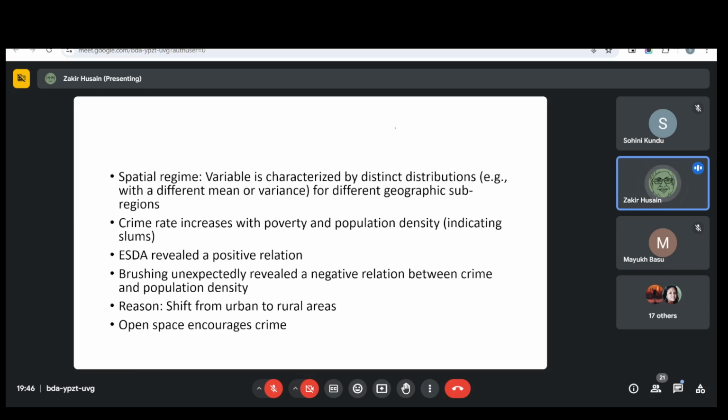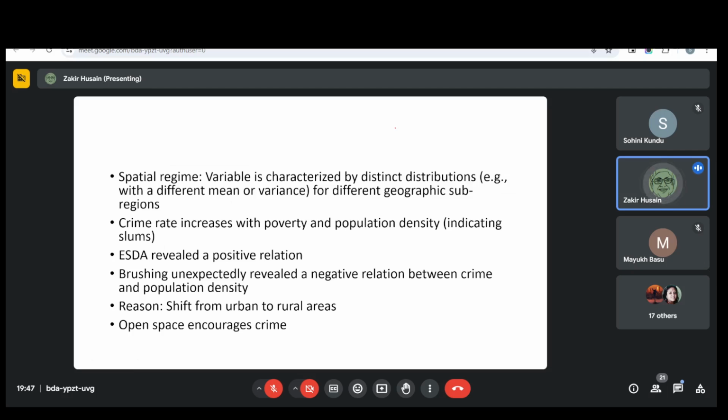So if we do the brushing, then the exploratory spatial data analysis normally reveals a positive relation. Regions which are poor, which have a high population density, also have a high crime rate. But while brushing, suddenly we find that crime rate and population density have a negative relation.